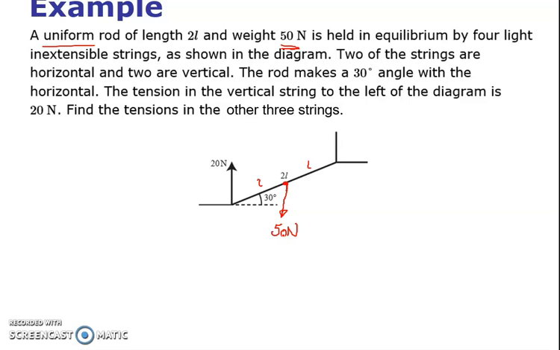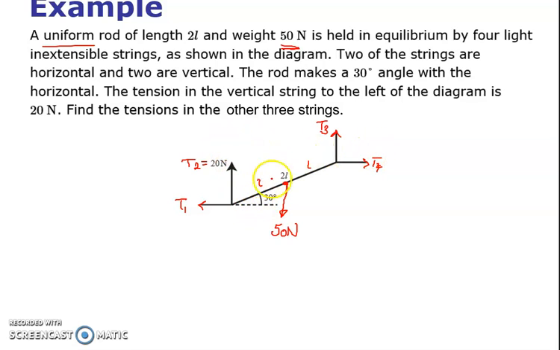And it says there's a total of 4 strings, or I can see them here. I'll call this one T1, I'll call this one T2. We've got this one here which is T3, and this one here which is T4. And my job is to find all those tensions.